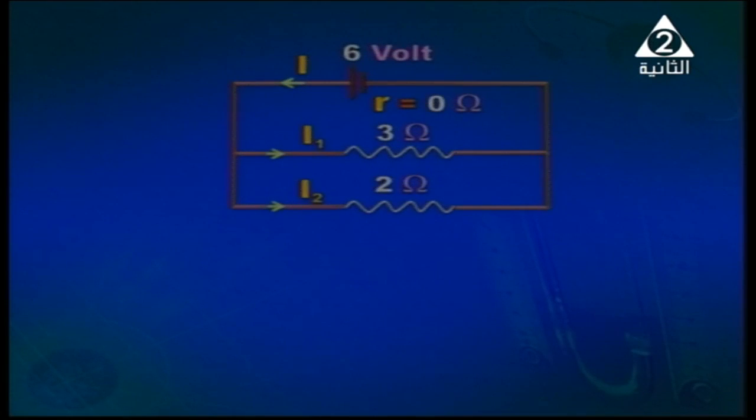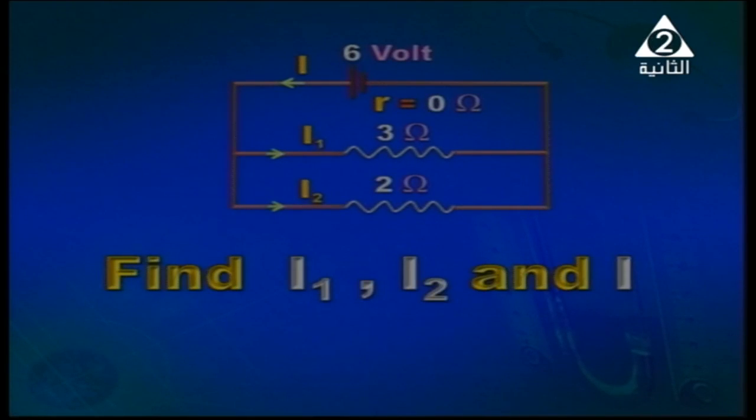Okay, what about the first problem? In front of you, we've got a circuit, a battery, and two resistors, a 3 ohm resistor and a 2 ohm resistor. Current through the battery is denoted by capital I, that through the 3 ohm resistor is I1, and that through the 2 ohm resistor is I2. Internal resistance of the battery is equal to 0. This is very important. And we want to calculate I1 and I2, also the total current.